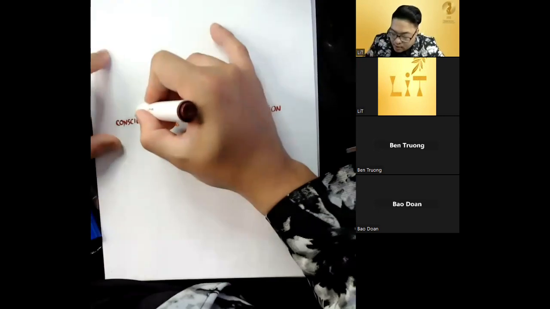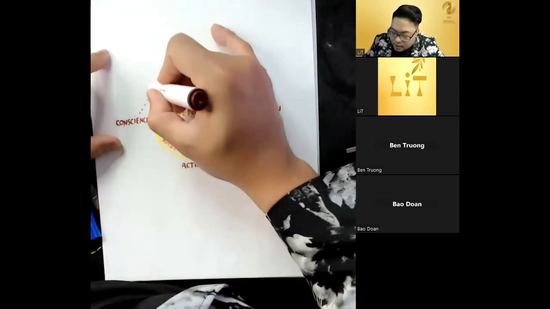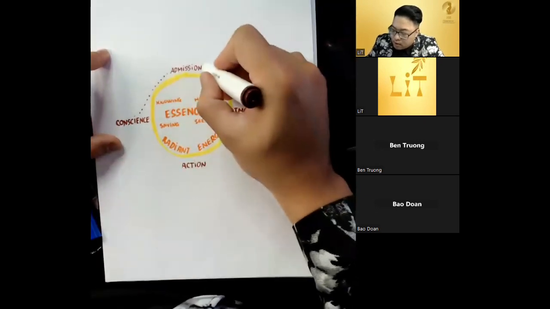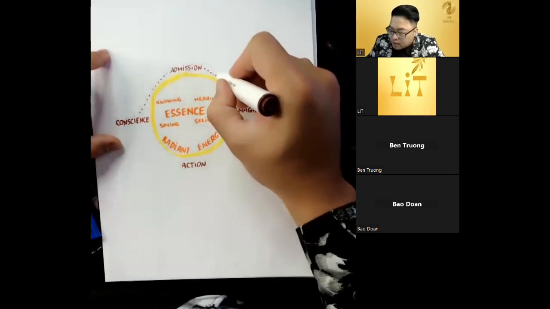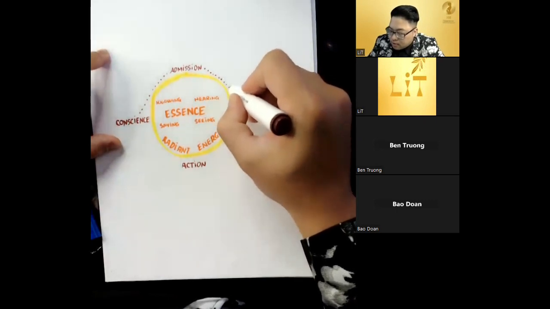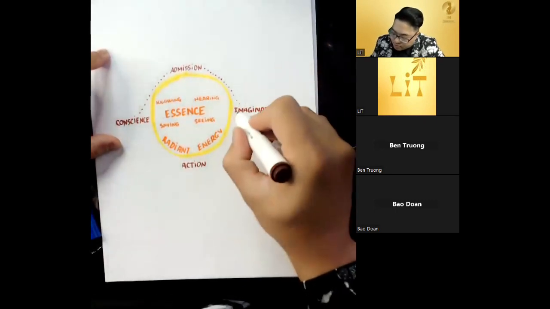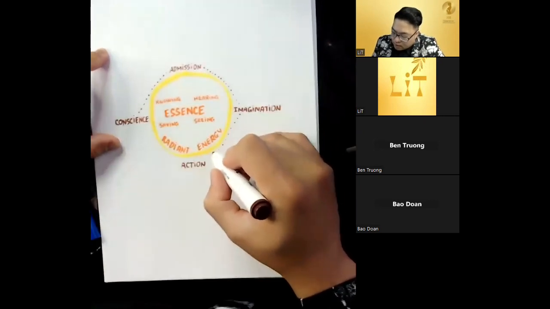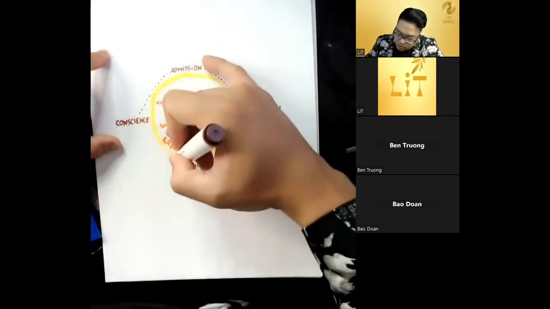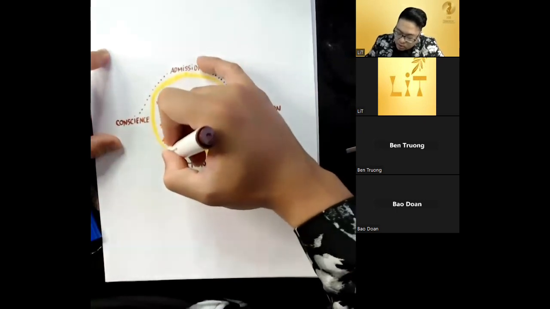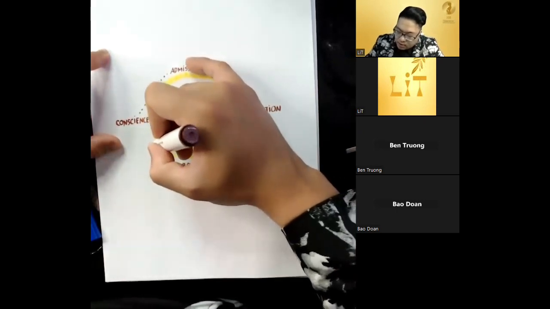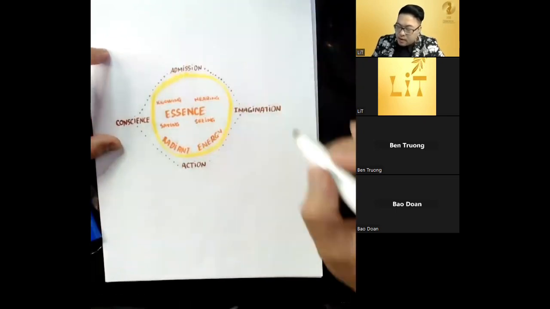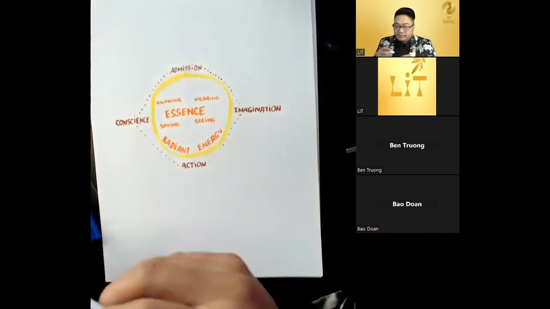Let's use the dot to connect. And this is a representation of a cycle. And once again, this is pure information. We are going to discuss it in much deeper detail in our upcoming days.